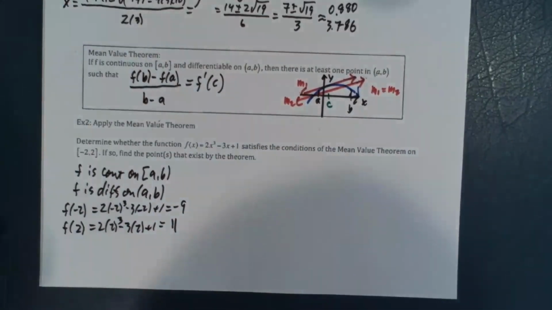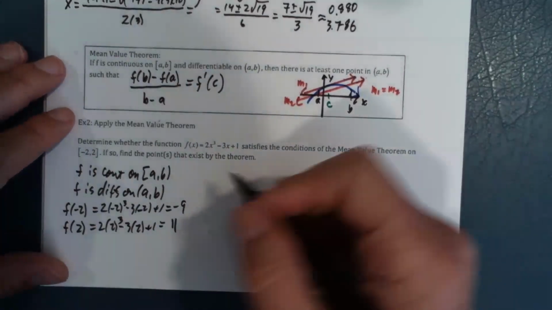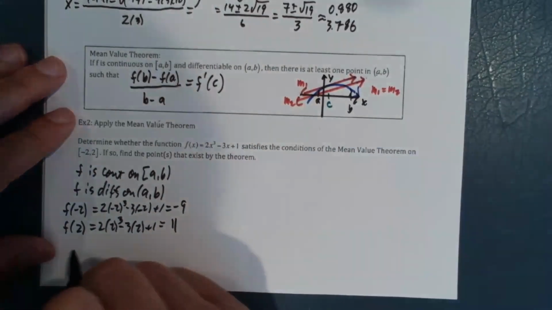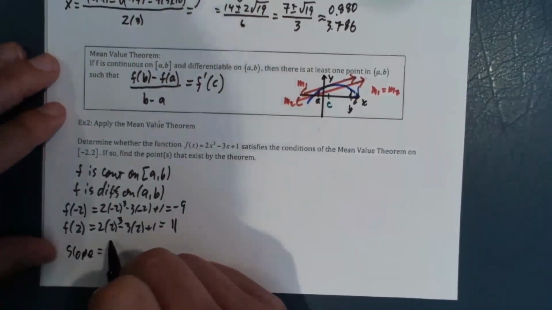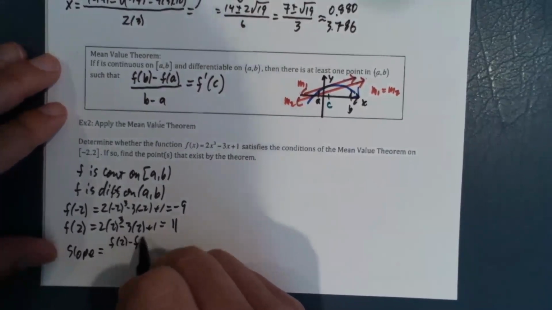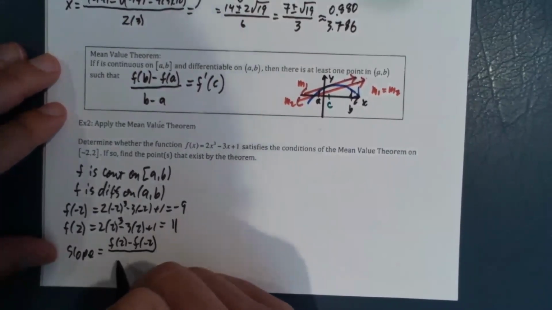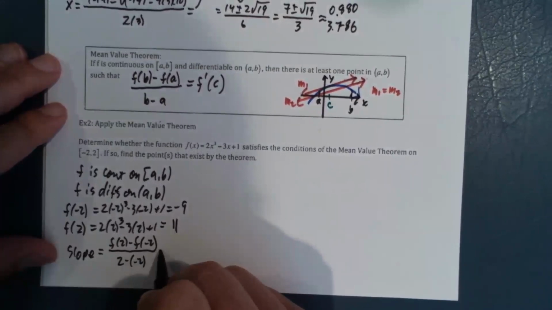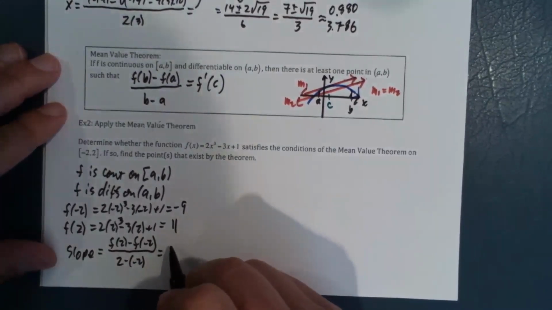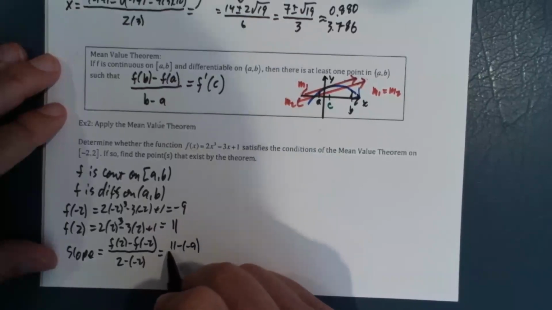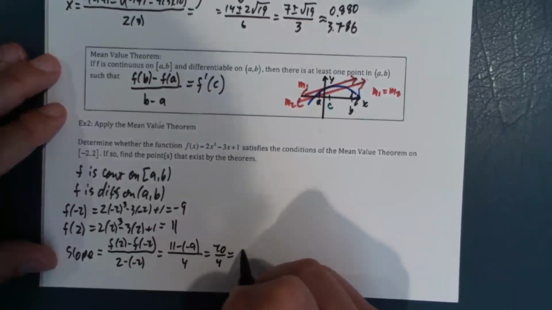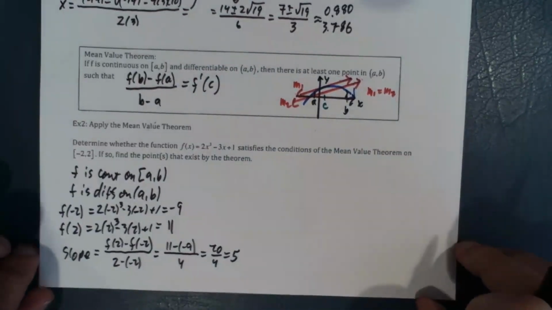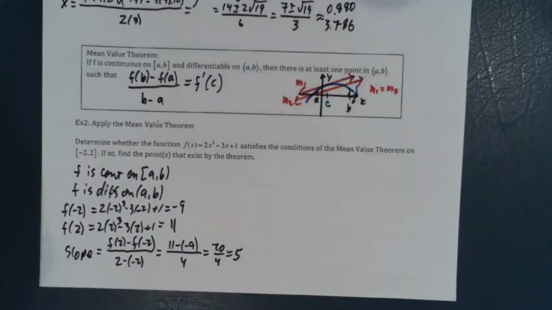And what that tells us is that I'm going to find the slope, f of 2 minus f of -2 over 2 minus -2. So that is going to be 11 minus -9 over 4, which is 20 over 4, which is 5. So that's the slope of the secant line that makes up a and b.